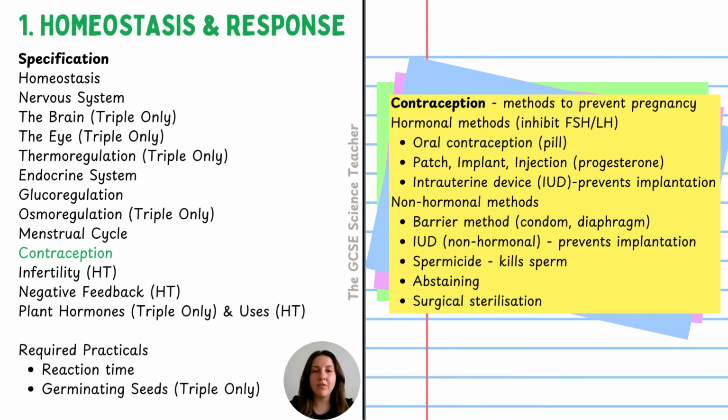Non-hormonal methods include barrier methods like condoms and diaphragms, another type of IUD which is non-hormonal that prevents implantation, spermicidal agents that kill the sperm, abstaining, and surgical sterilization.